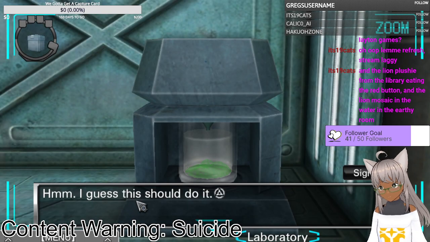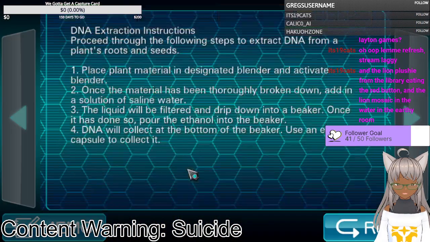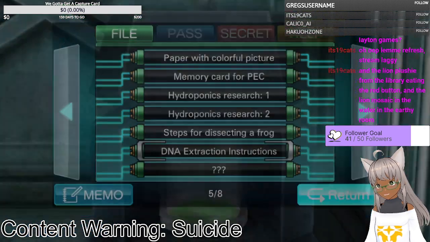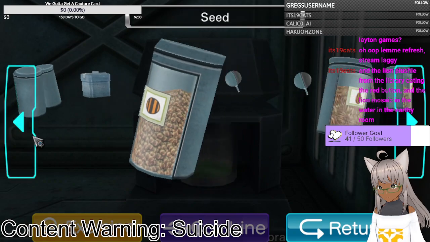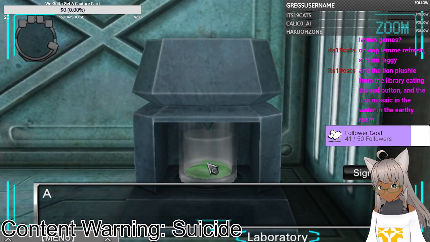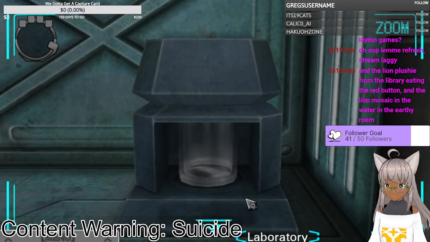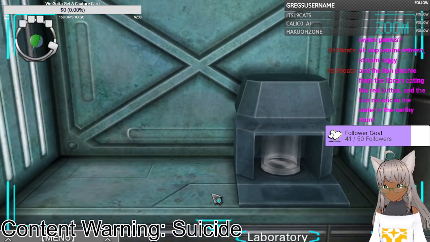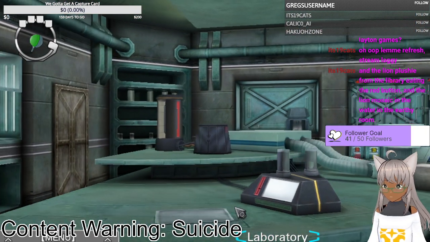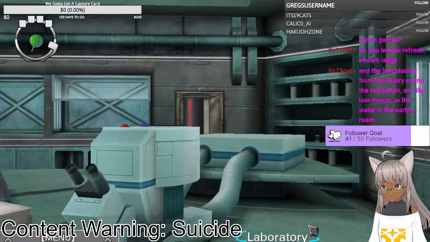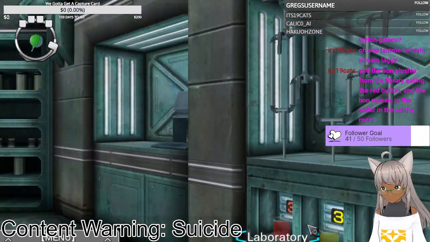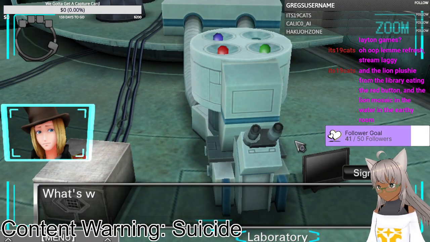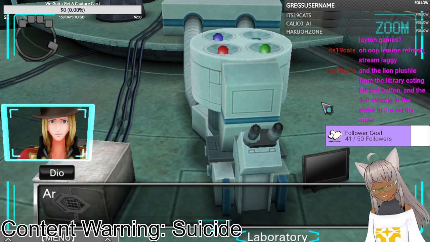What's the next step? DNA will collect at the bottom of the beaker. Use an empty capsule to collect it. Sigma, come here. I can see something in here.